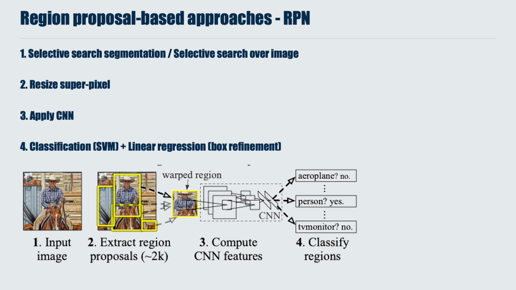So instead of actually doing classification through the CNN, they just extract the features, and then they use them as input for both the linear regression refinement of the box and the classification of the object inside.